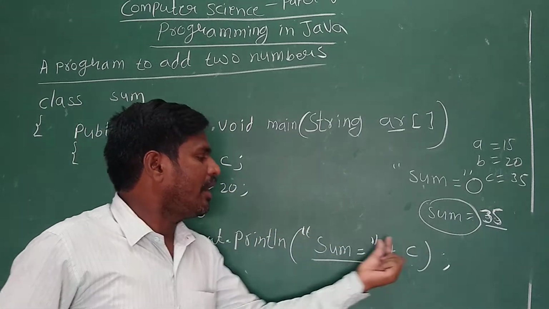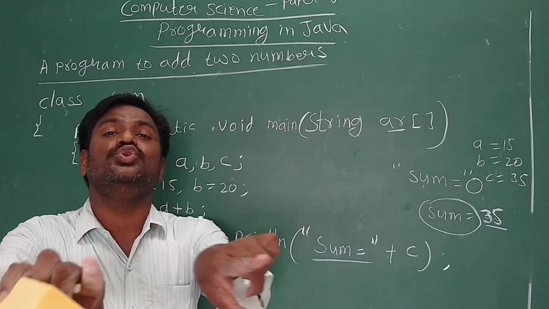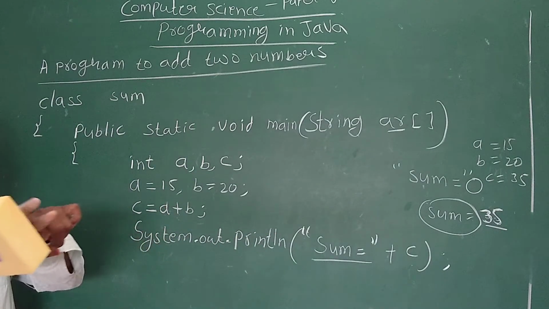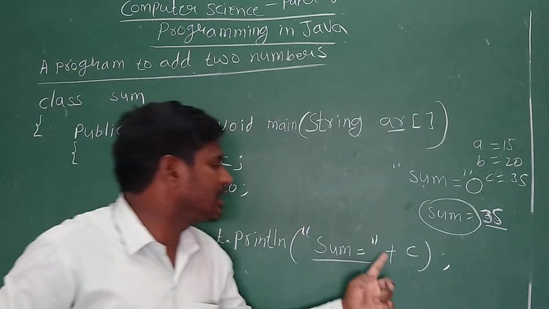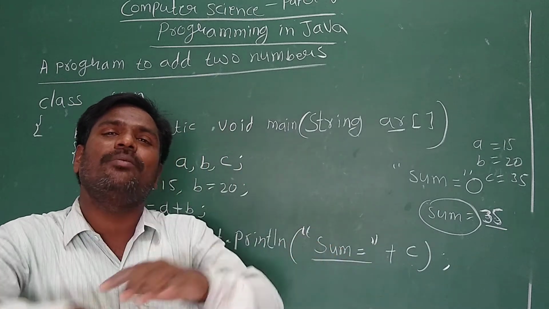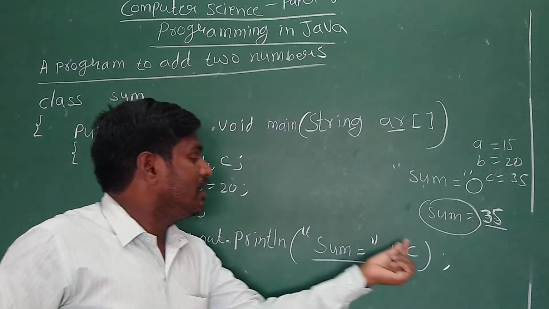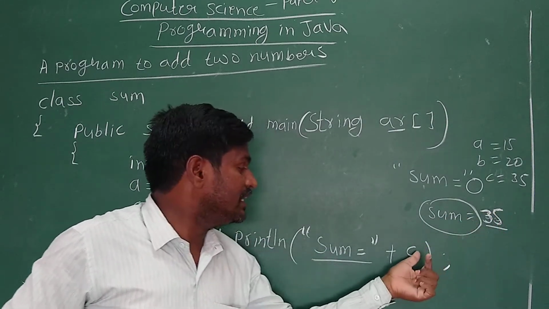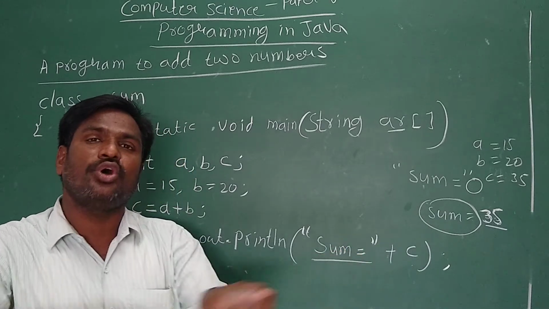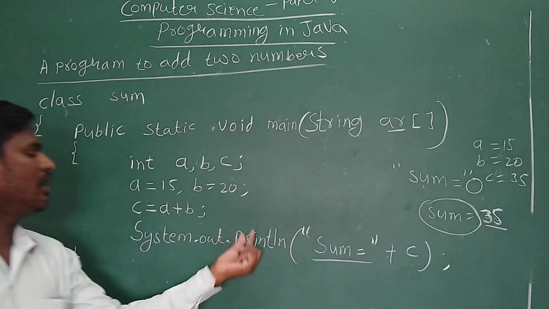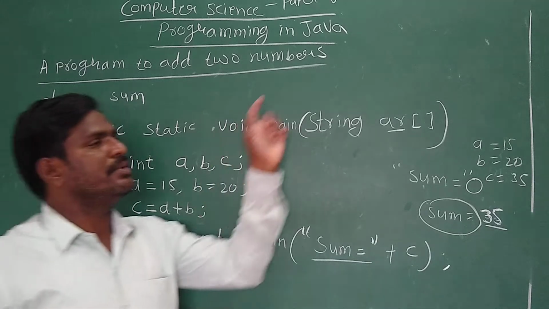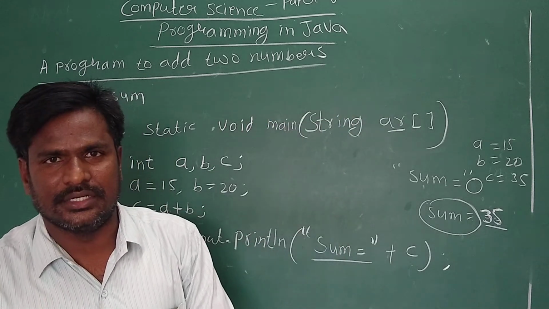First, the string and the integer are both joined. Here the plus performs the addition operation, and here the plus performs the join operation. Now C is also converted into a string, that string and this string will be joined, and the output will be passed as the parameter to the println method and displayed on the monitor.